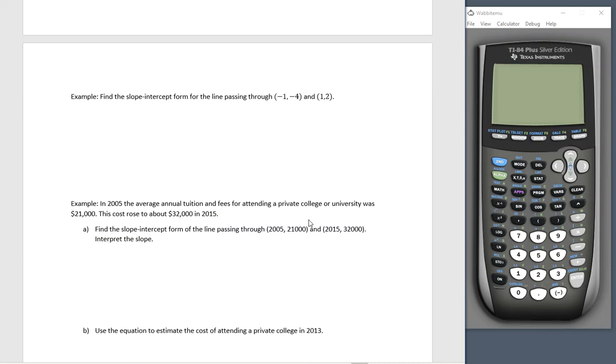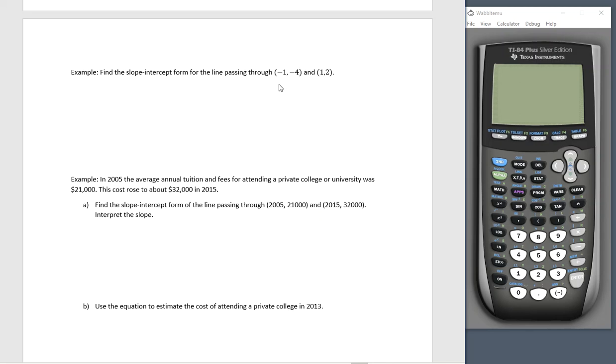Moving on to the next page. Find the slope-intercept form for the line passing through -1, -4, and 1, 2. Always our first step is to find the slope. 2 minus a -4 over 1 minus a -1. Smart me might have switched the order of these, so I subtracted. I started with the negatives and subtracted, but that's all right. Because as we're subtracting negatives, it's still early in our lessons here. Let's not forget that subtracting a negative turns into addition. 2 plus 4 is 6. 1 plus 1 is 2. 6 over 2 is 3.